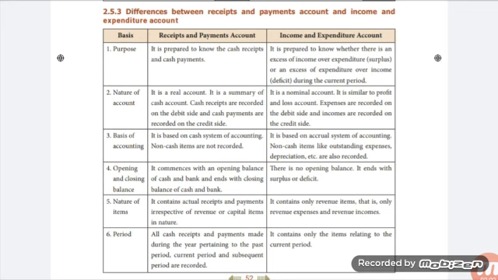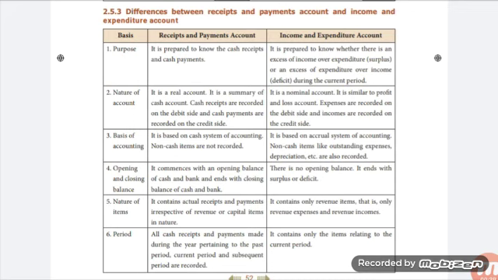Next point, basis of accounting. Receipts and payments account is based on cash system of accounting. All cash receipts and cash payments irrespective of the period are recorded on receipts and payments account. But non-cash items are not recorded. Income and expenditure account is based on accrual system of accounting. Non-cash items like outstanding expenses, depreciation, etc.